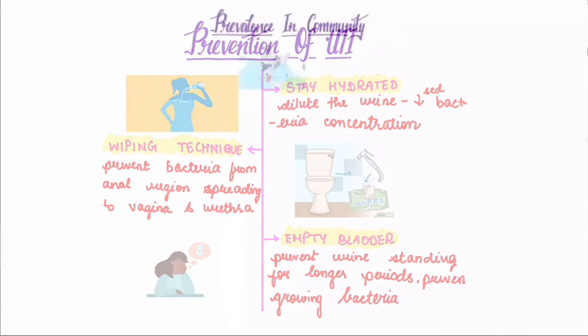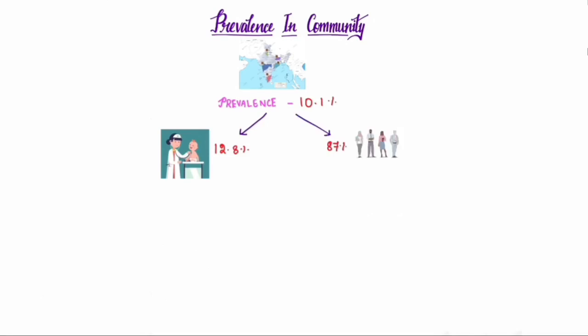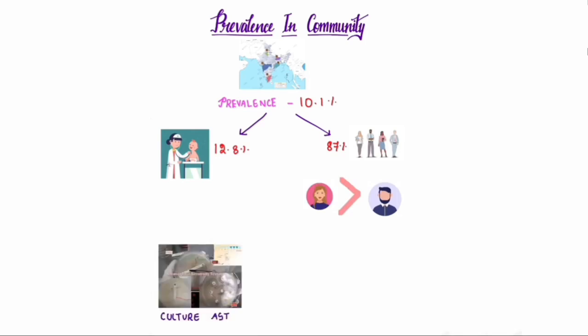The prevalence of community-acquired urinary tract infection in a study done in India in 2022 was found to be 10.1%, with a rate of 12.8% in pediatrics and 87% in adults. Females were predominantly affected, followed by males. A clinical examination of the suspected cases showed culture positive in the samples taken from males 35% and females 37%. The females tend to be in the reproductive stage.